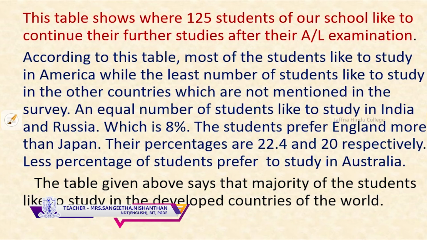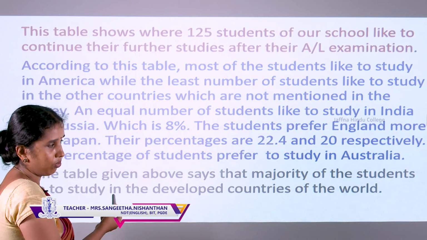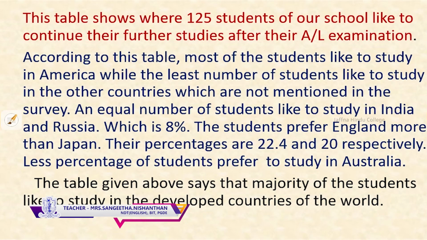And in the second paragraph, according to this table, most of the students like to study in America, while the least number of students like to study in the other countries, which are not mentioned in the survey. So they compared the most and the least in a single sentence in the second paragraph. It is the key data of the table. An equal number of students like to study in India and Russia, which is 8%. So here they mention the percentage for it.